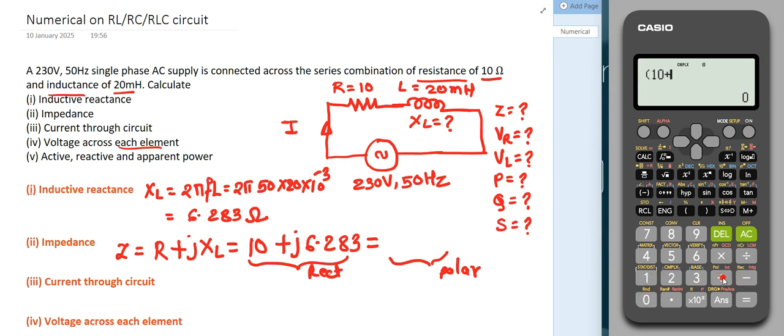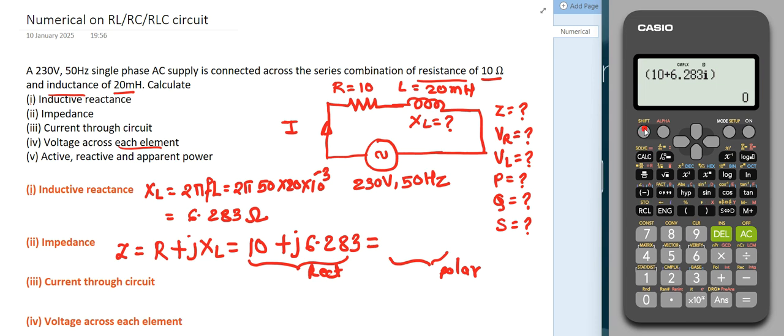Now I want to convert 10 plus 6.283. Instead of J, you have to write down the I. So I is on the ENG button. It is activated only when your calculator is in complex mode. So press the button of I. Generally we write down the J initially, but I is used later in the complex number. So complete the bracket.